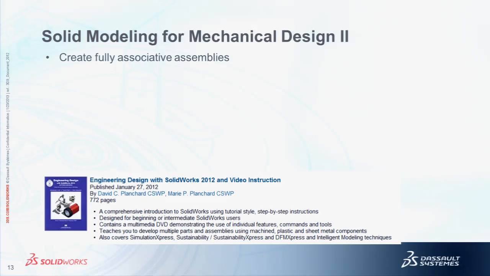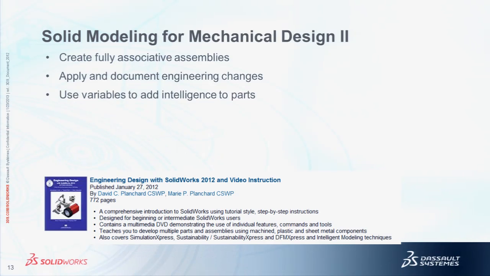Again, we're talking about assemblies. But we do a couple of different things. Maybe this is a little bit more mundane, but engineering changes. Most of these graduates, one of the first things that they'll do on the job is to process an engineering change. How do we document that? So we go through that. We start to get a little bit more fancy now with SolidWorks. We can use variables. We can add some intelligence to our parts. We're going to create some exploded assemblies.